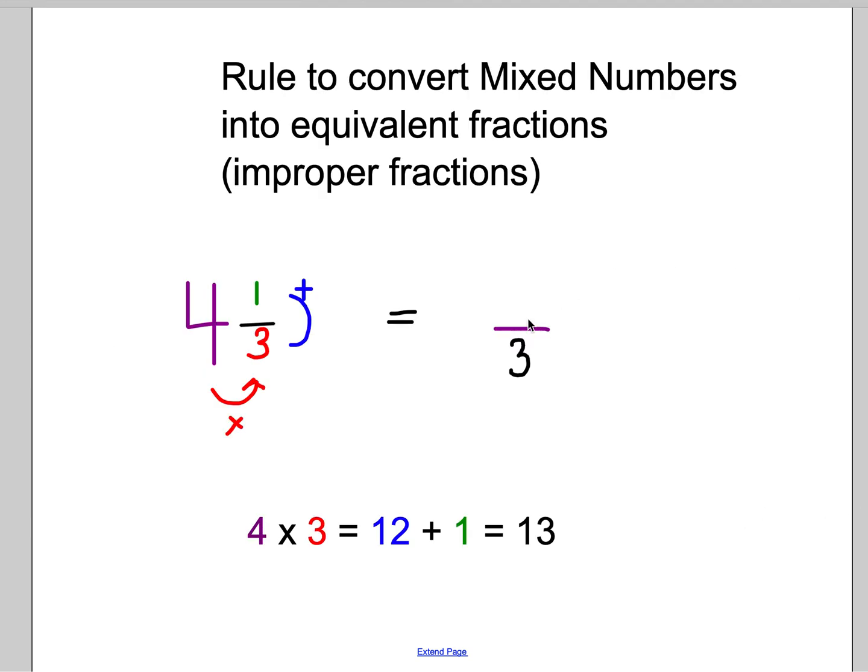So here's some more practice. We're going to convert 4 1/3, and we need to multiply 4 times 3 is 12. And then we add the numerator, and that 12 plus 1 gets us 13 thirds. So 13 thirds is equivalent to 4 1/3.